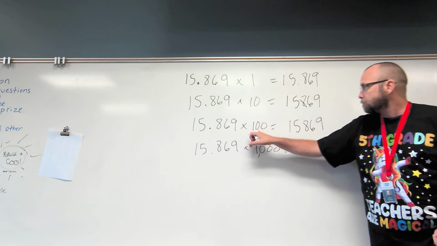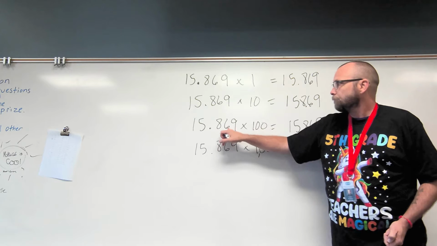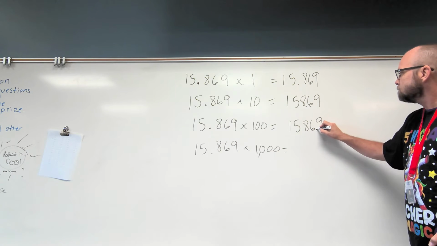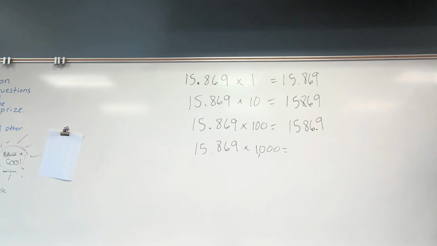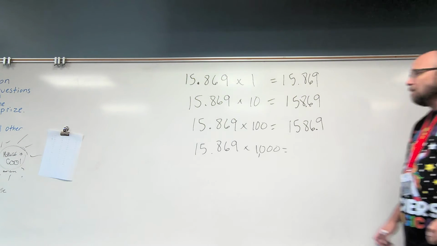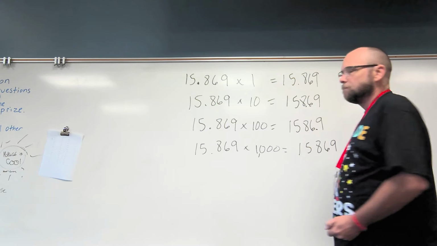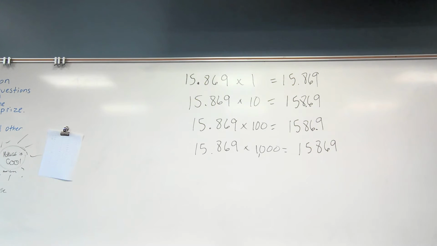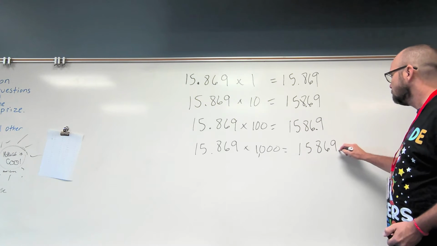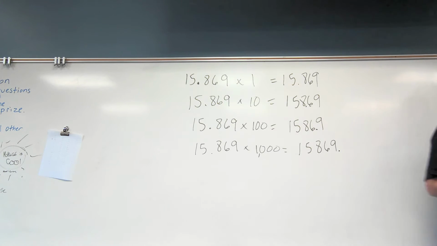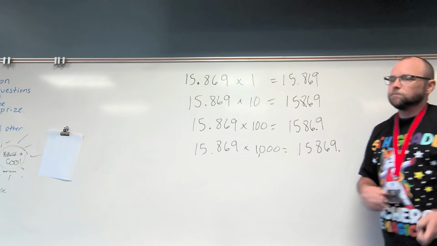Because I got to move over 2 zeros. Good, after the 6. 1,586 and 9 tenths. And I'm going to have the same numbers. It's just a matter of putting the decimal point in the correct place. Carter? Behind the 9. It's just a matter of moving the decimal point.